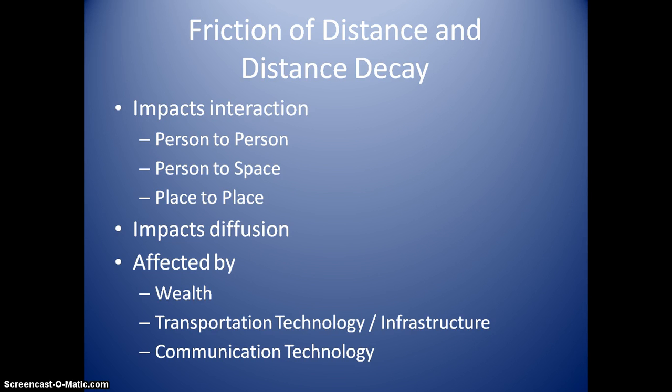And so, along with the transportation technology, you need the transportation infrastructure. And that goes directly back to wealth. Typically, wealthier people are going to have greater mobility in terms of individual transportation technology. And then also communication technology, our ability to communicate across space. Within the last 50 years or so, this has been absolutely revolutionized by things like cell phones or computers and the internet and those types of things.